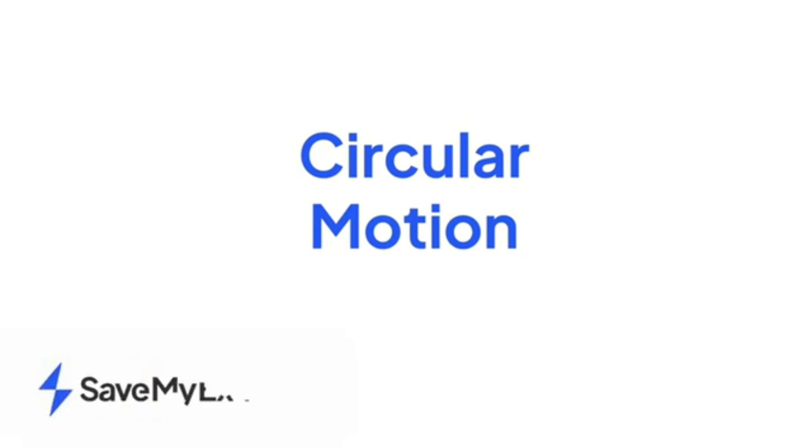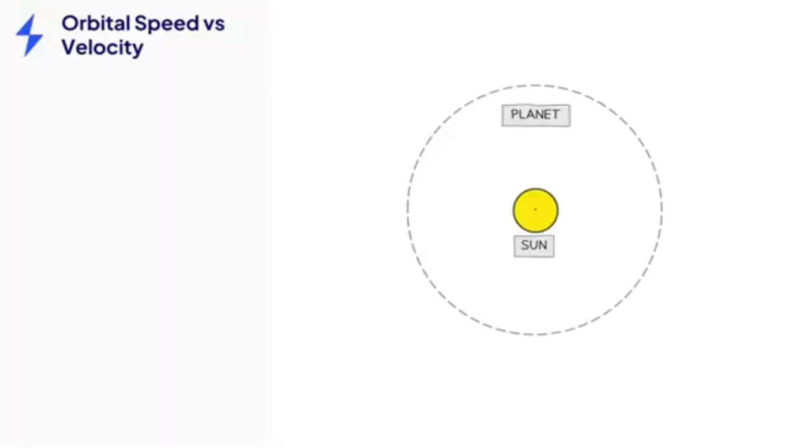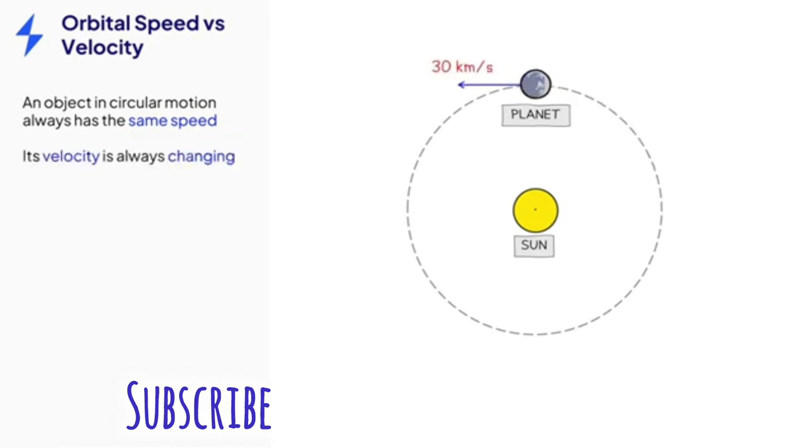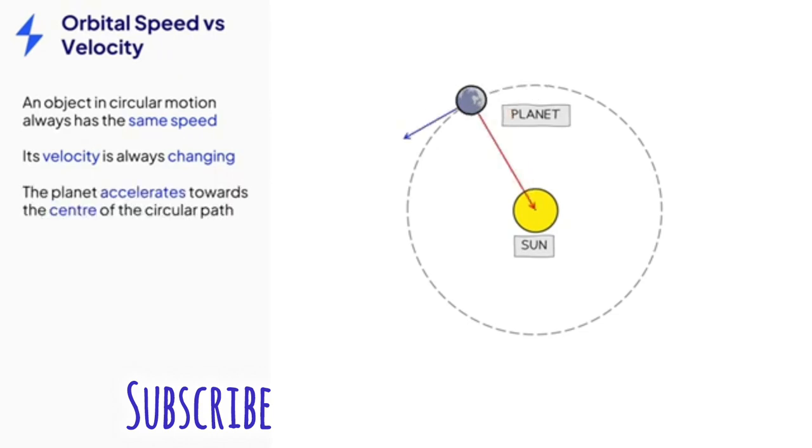This video is about circular motion. To study circular motion, we're going to look at a planet orbiting the Sun in a circular path. Any object moving in uniform circular motion has constant speed. The direction of that speed, however, is always changing, so the velocity is changing. A change in velocity is also called acceleration.